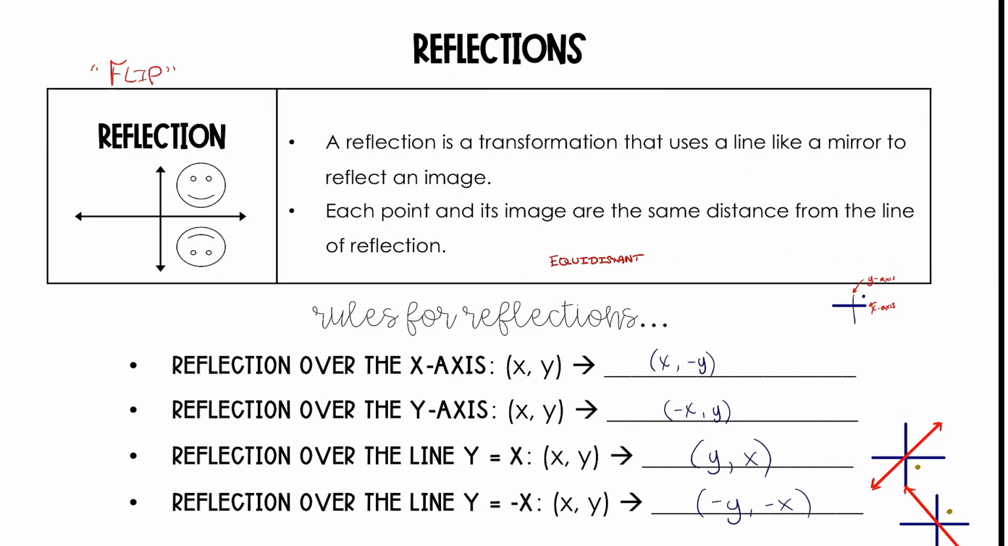For you guys, we're going to stay focused on 4 lines of reflection. Don't worry, you will get these given to you, but on our project, you should be able to refer to your notes. Okay, so we can reflect over the x-axis, which is x, negate y. We can reflect over the y-axis, which is negate x, y stays the same. We can reflect over the line y equals x, where we switch the original y and x locations. And then we can reflect over the line y equals negative x, where we switch them and we're going to negate both.